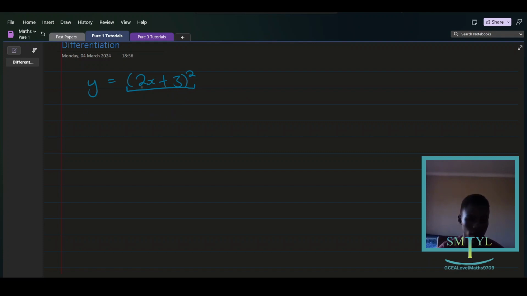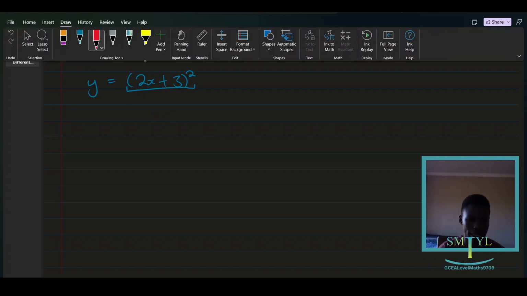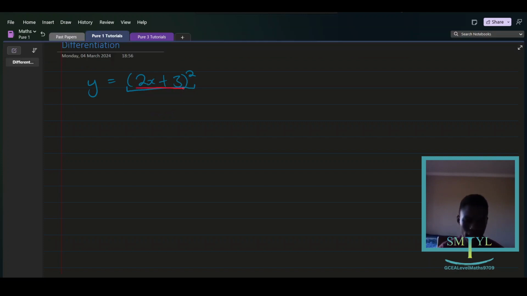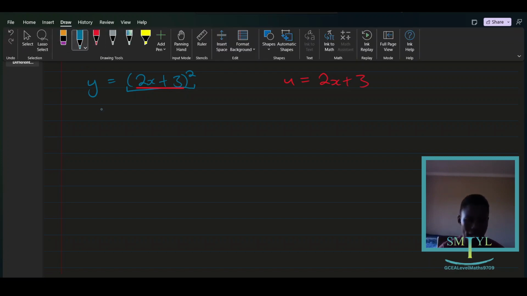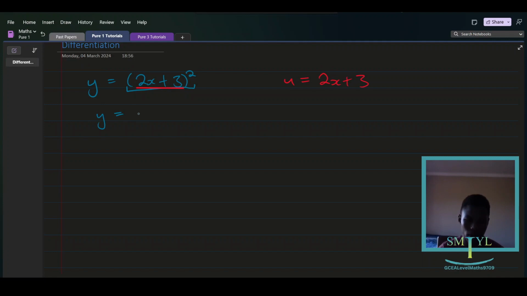So what we're going to do is take the part inside the bracket, the 2x plus 3, and equate it to u. So u is 2x plus 3. That means we can rewrite y as y is equal to u to the power 2. And now we can simply find dy du. Note that it's dy du because we have y and u. If we had x, it would have been over dx, but since we have u, it's du.